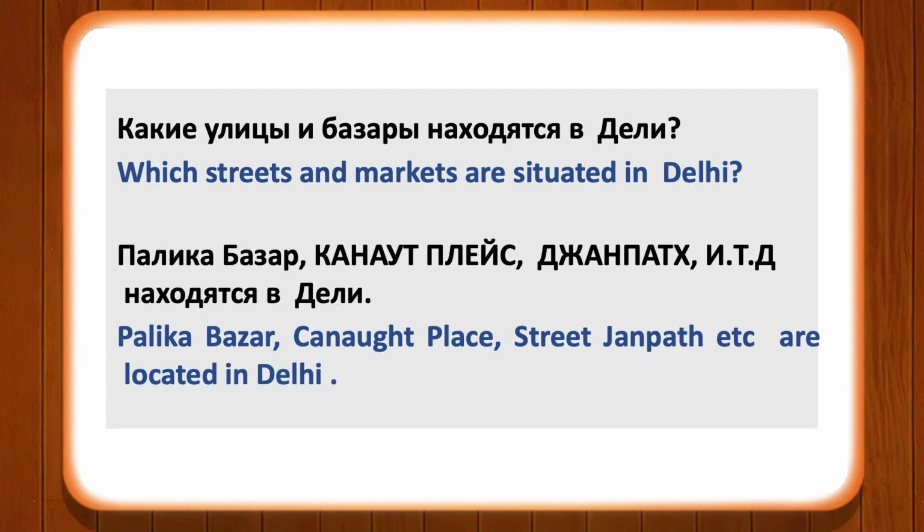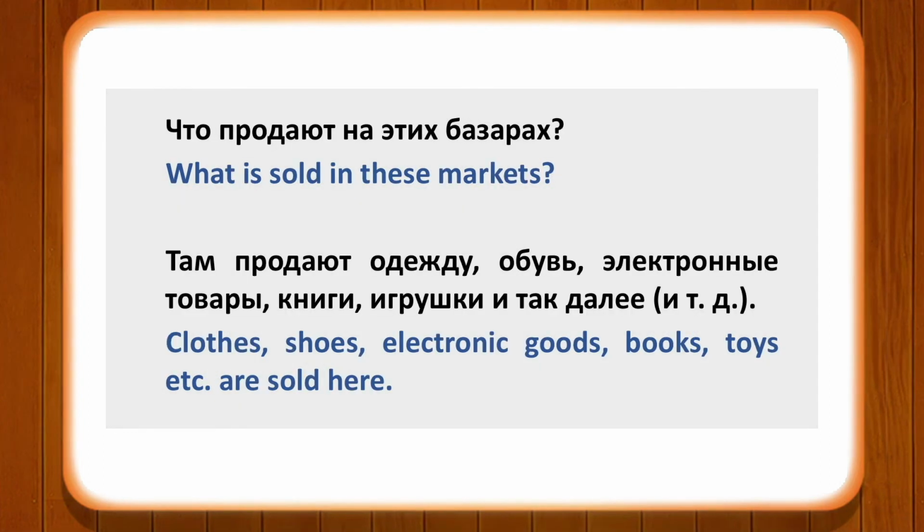So now, based on the text, we will discuss some questions just to check whether you understood the text or not. Какие улицы и базары находятся в Дели? Translation will be, which streets and markets are situated in Delhi? Palika Bazaar, Connaught Place, Janpath и так далее находятся в Дели. Palika Bazaar, Connaught Place, Janpath, etc. are located in Delhi.